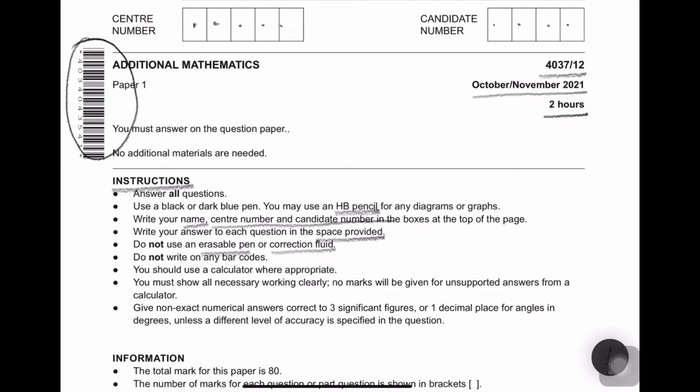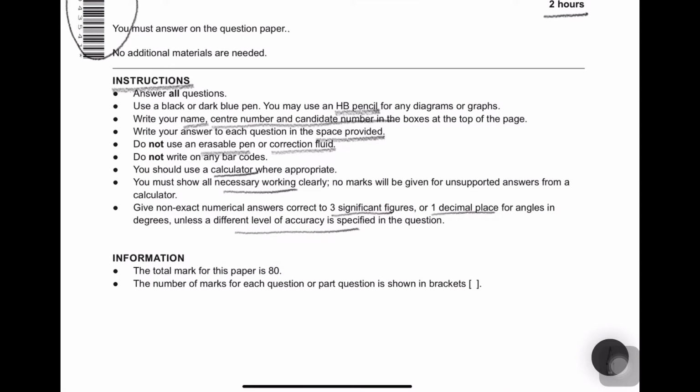You should use a calculator where appropriate, and you must show the necessary working. If it is specified, you need to write the answers to 3 significant figures, or 1 decimal place for angles, if a different level of accuracy is not specified. The total number of marks for this paper is 80, and marks are given in square brackets.